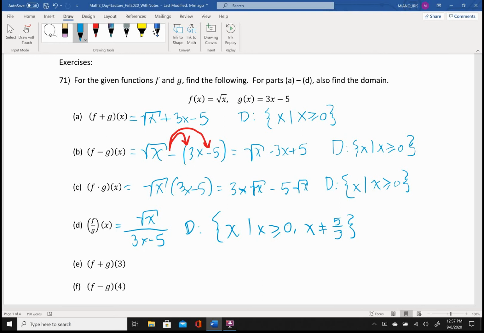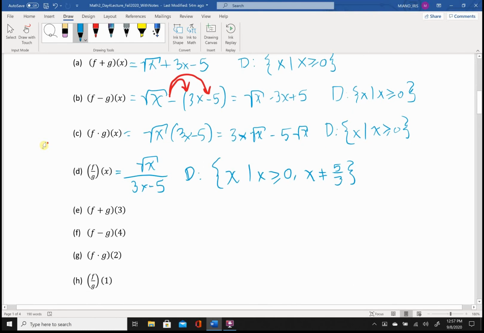Okay, great. Let's move on to these next exercises down here. And these ones we can use pieces of what we came up with beforehand in order to move the process along more quickly, because we already have what f plus g of x is up here in part A. So let's take that and, every time you see an x in our final answer, plug in a 3.